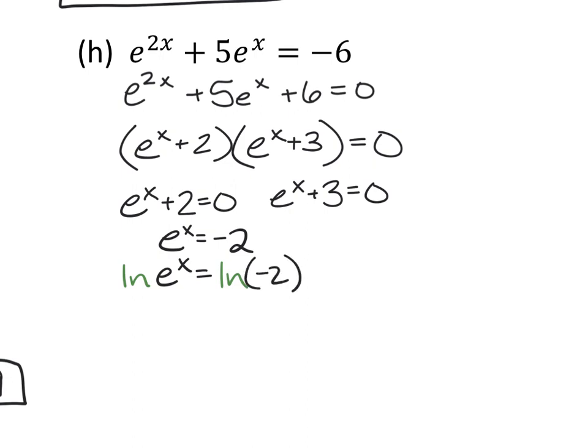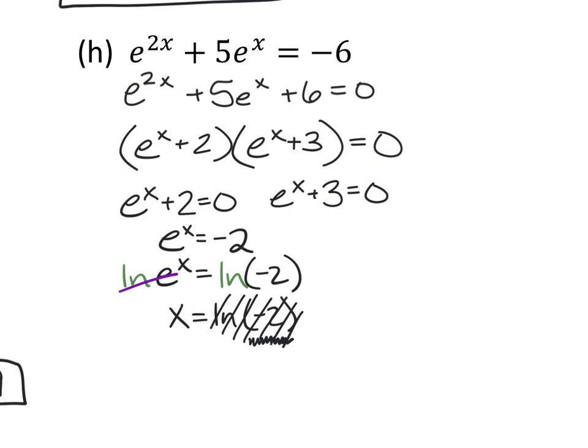The natural log of e is going to cancel, so I'm just left with x equal to natural log of negative 2. Now, if you throw this into your calculator, it's going to tell you non-real answer. Remember, natural logarithms or logarithms, their argument must be greater than 0. So this doesn't work. This would be no solution from this one. So we throw that answer away.